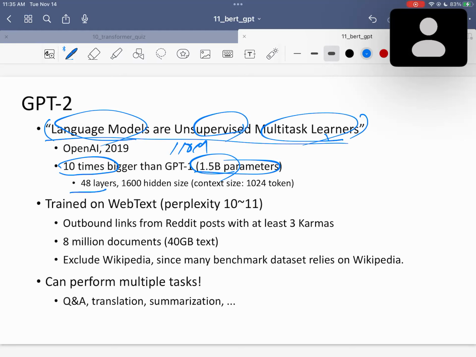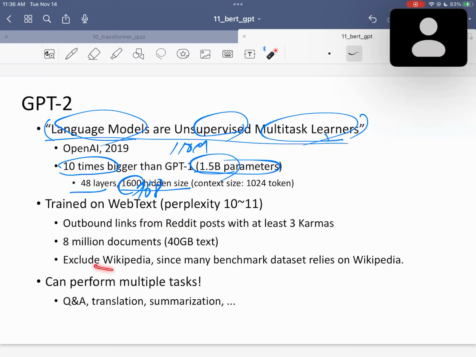The layers are now 48 layers, and the hidden size is no longer 768. Now it's 1600. And it's trained on way larger text. Remember that GPT-1 was trained on the BooksCorpus. Now it's trained on WebText. WebText is basically outbound links from Reddit posts that received at least 3 karma. So it's just highly recommended text and the outbound links from that text from Reddit. It has 8 million documents, which is way bigger than Wikipedia. I think Wikipedia is like 4 or 5 million documents in English only.